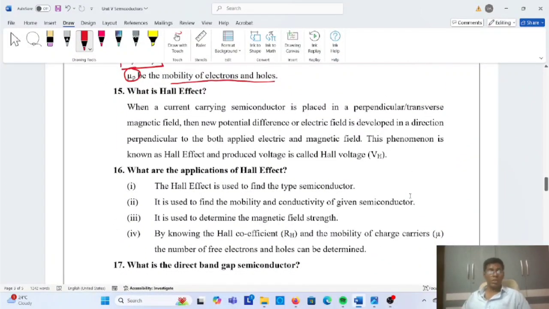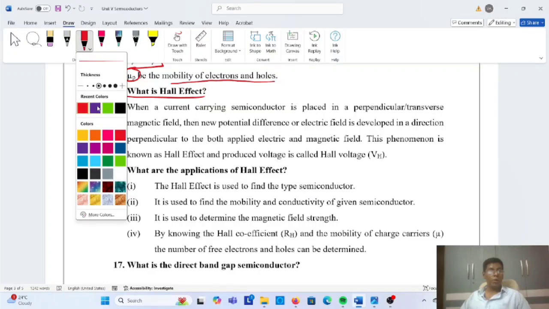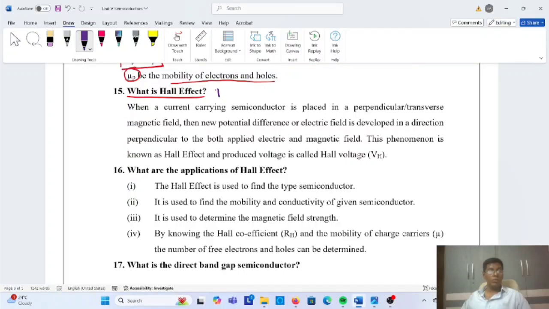Then the last question, one more question is there. Another question is: what is the Hall effect? This question is very important. If you observe the university previous question papers, definitely there is no question paper without this question. Either it may be asked in the short answer or in the essay question. So you focus on this question without fail.